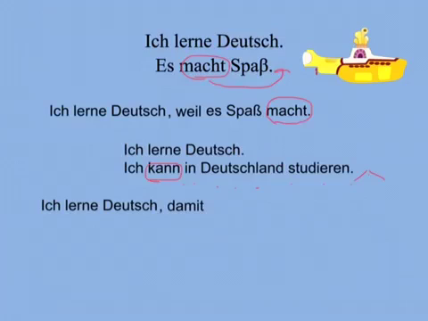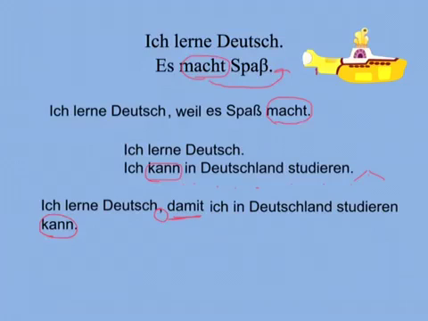You may be asking why I'm looking at kann and not studieren. We look at the verb that's in second place in that clause. So we end up with ich lerne Deutsch, damit ich in Deutschland studieren kann. So our kann has moved to the end. We've got a comma before our subordinating conjunction there, and the rest of the sentence now works.